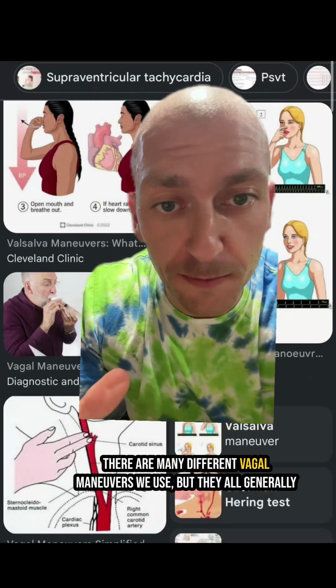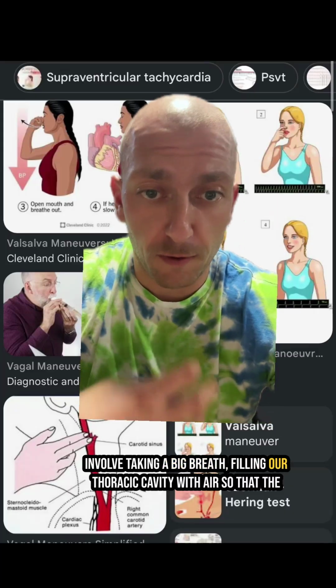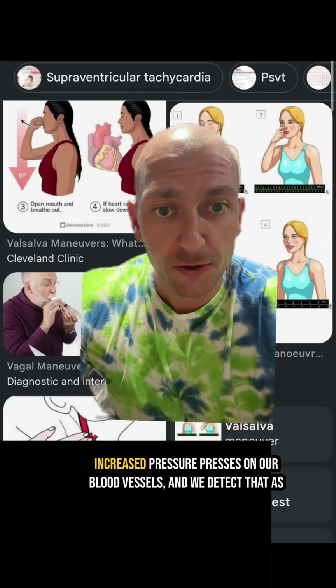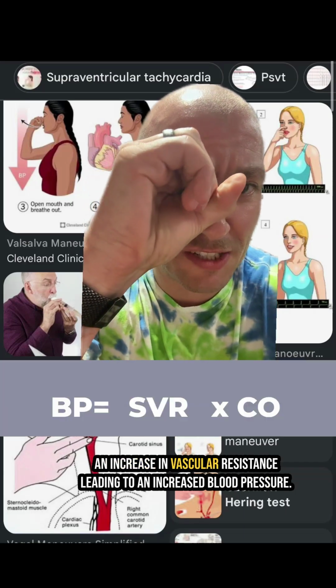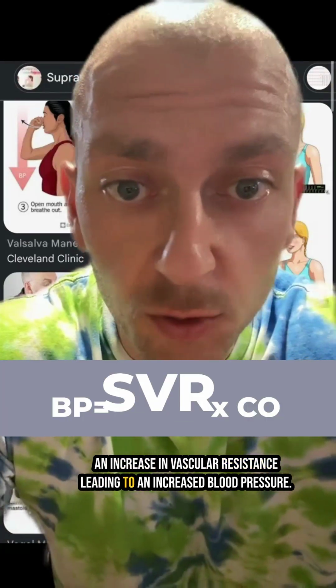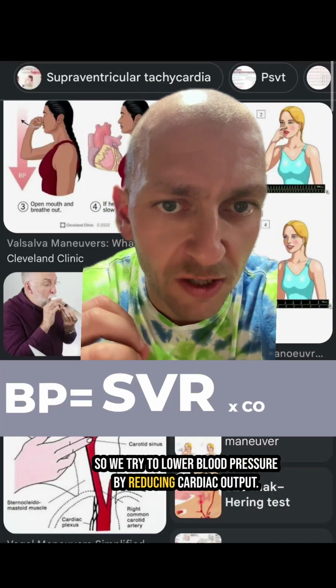There are many different vagal maneuvers we use, but they all generally involve taking a big breath, filling our thoracic cavity with air so that the increased pressure presses on our blood vessels, and we detect that as an increase in vascular resistance, leading to an increased blood pressure. So we try to lower blood pressure by reducing cardiac output.